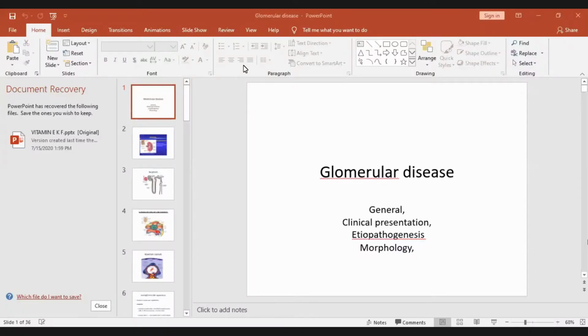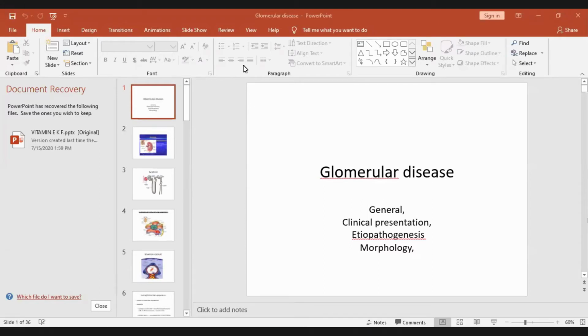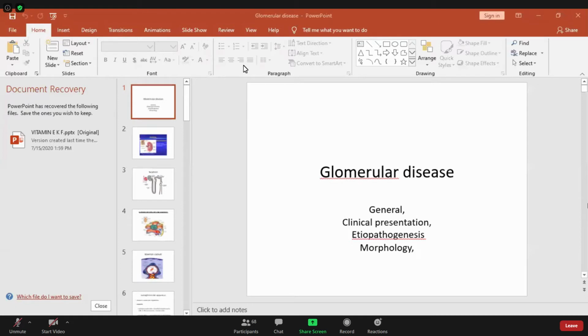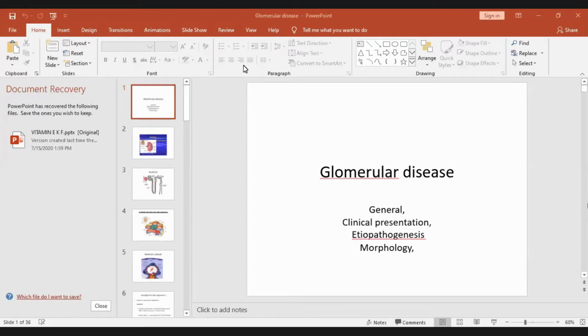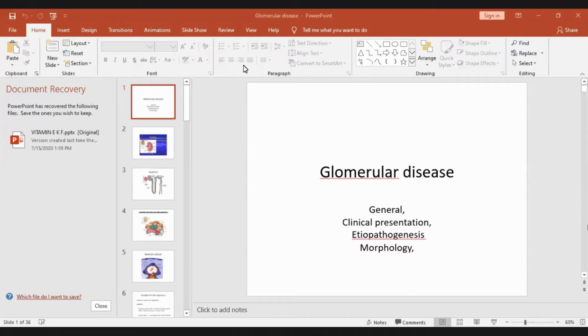The last lecture was polycystic kidney disease, which I said was important from an exam point of view. This glomerular disease lecture is a general one. This is a basic learning process which will enable you to understand the future lectures, like acute glomerulonephritis, chronic glomerulonephritis, and other glomerular diseases which will be taught individually.